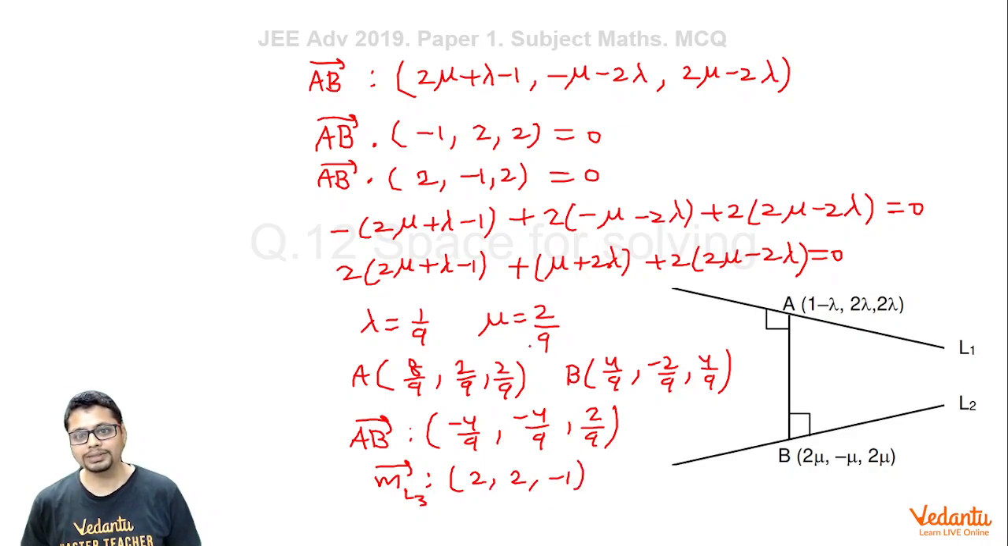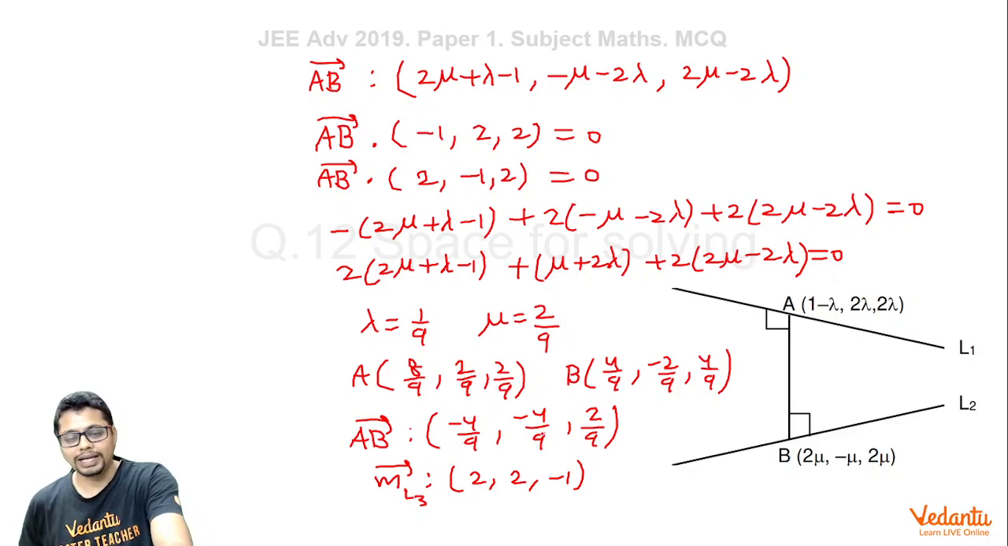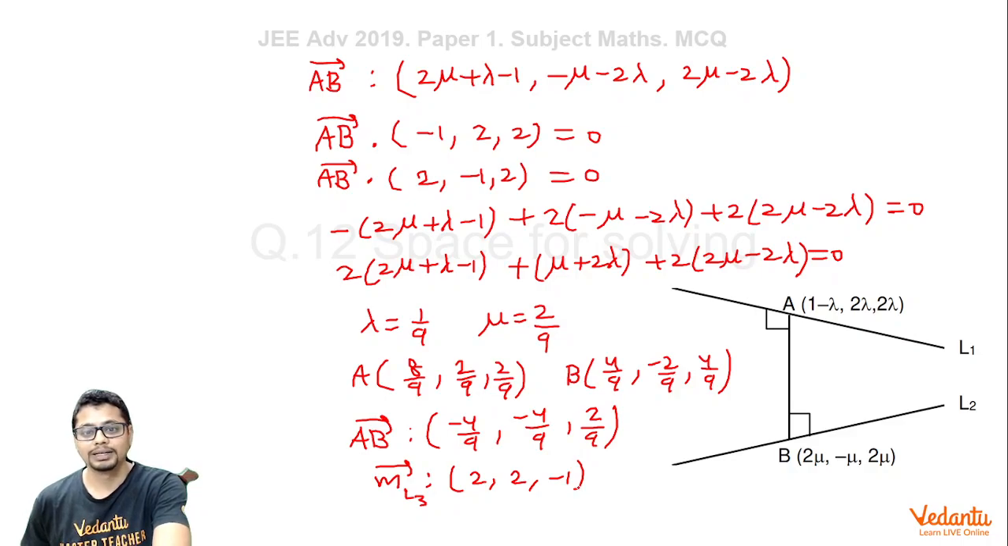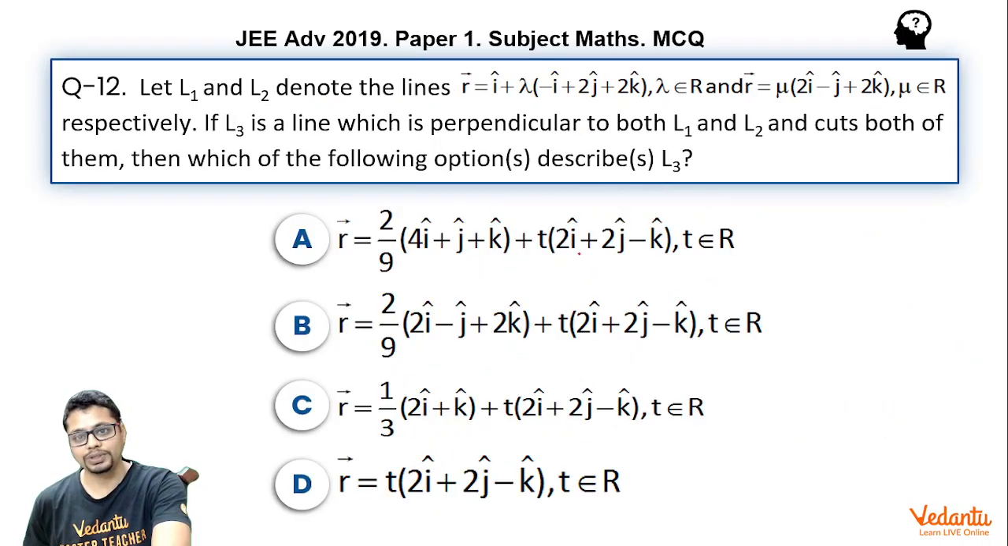Now using this, you may find the equation of line L3. So as we check with the options, mind it, a vector parallel to the line L3 is 2 i cap plus 2 j cap minus k cap. And point A is this, point B is this. So as we check the options, this vector parallel to line L3 is the same in all the four options A, B, C, D. So what we have to check is whether these points lie on line L3 or not.